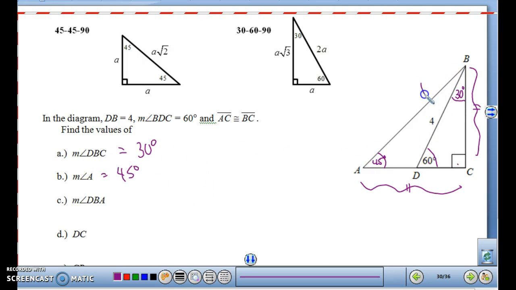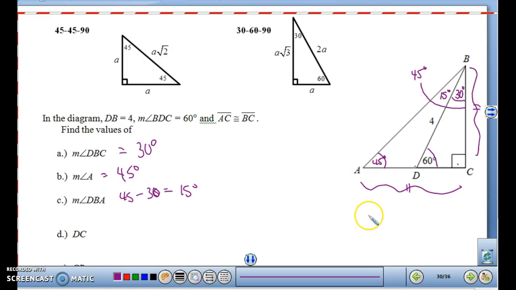Now that also means that this whole angle right here is 45 degrees. So what does that make the measure of angle DBA? What's the measure of this angle right here? Well, if the whole thing is 45 and this part of it is 30, that leaves 45 minus 30, which is 15. So angle DBA is 15 degrees.